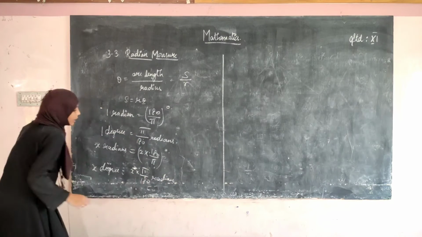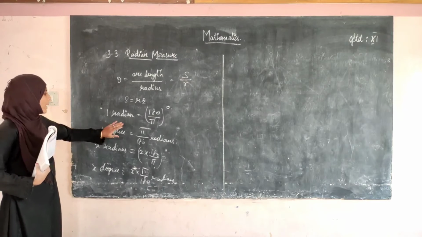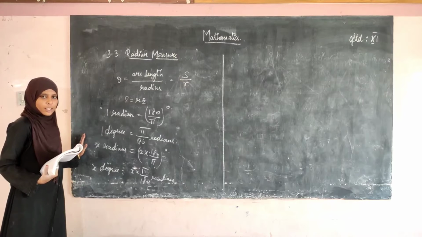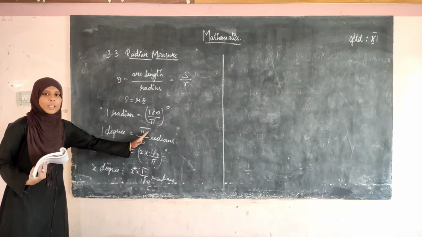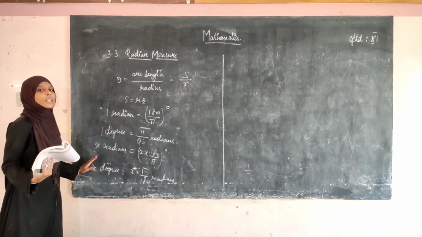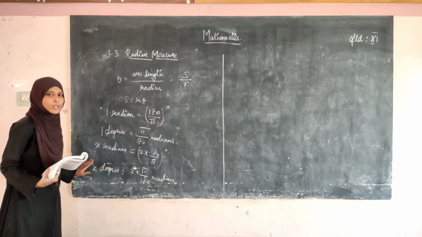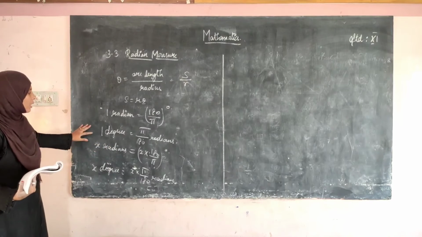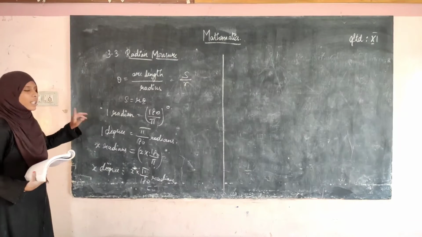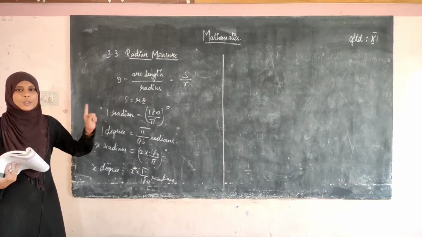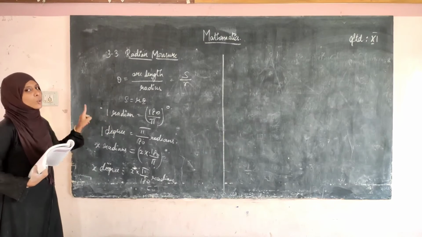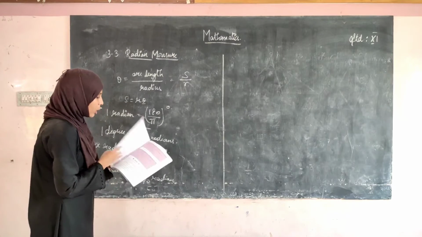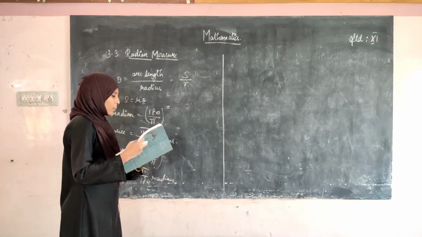So you should not get confused with that. When changing radian to degree, the given value should be multiplied by 180 divided by pi. When changing degree to radian, the given value should be multiplied by pi divided by 180. Just keep in mind: radian to degree means 180 divided by pi, degree to radian means pi divided by 180. Okay, with this only we are going to solve the sums in this subdivision.